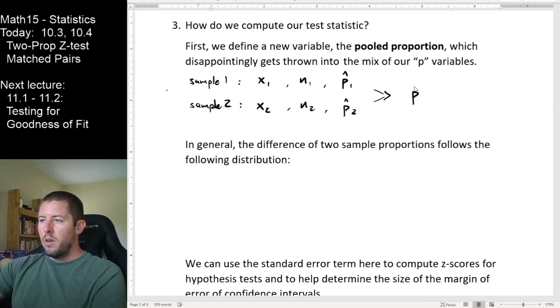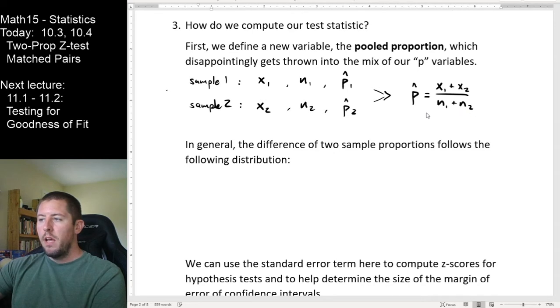And we are going to compute a general p hat. Notice it doesn't have a subscript at all. This is the proportion of successes from sample 1. This is the proportion of successes from sample 2. This is going to be our overall proportion of successes, and this will be our total number of successes divided by our total sample size here.